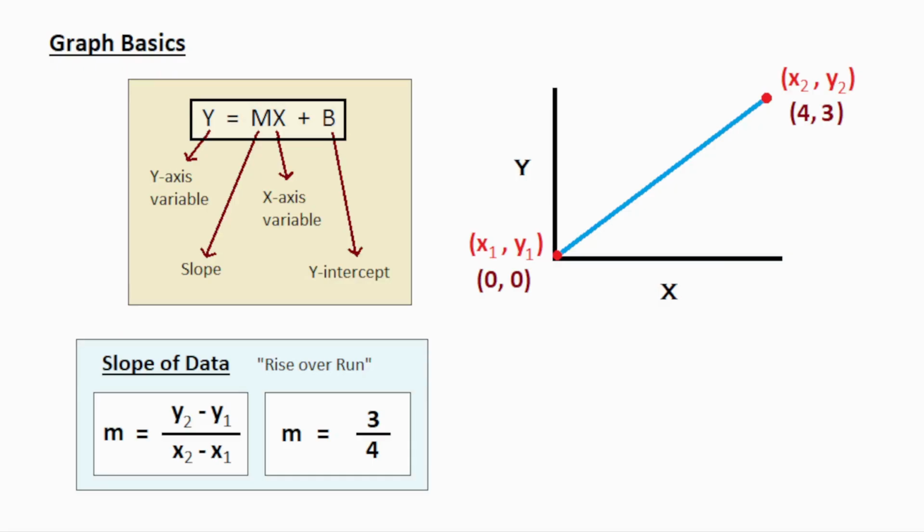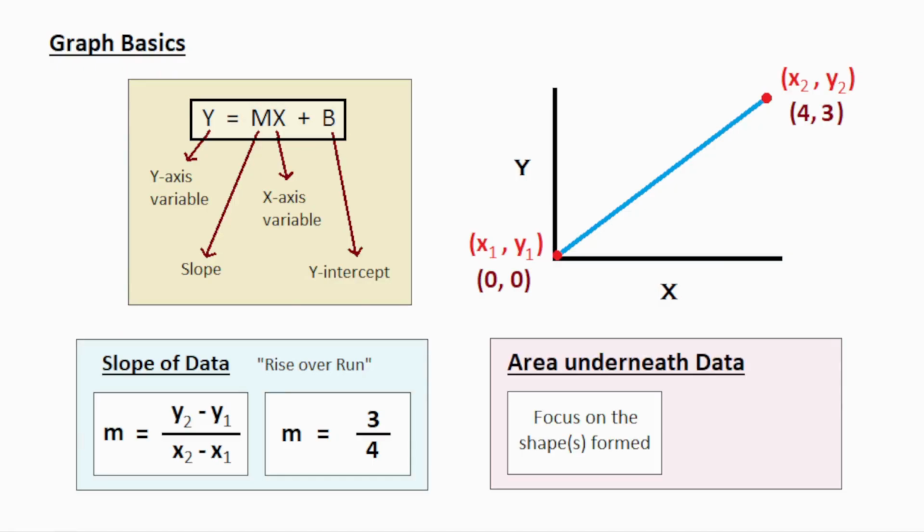and I'll get 3 over 4 and a slope of 3/4. You may also need to calculate the area underneath the data, so you want to shade in the region between the data and the x-axis and focus on whatever shape is formed. Here that would be a triangle, and that's why we mentioned finding the area of the triangle as being important. That would be 1/2 base times height, a base of 4, a height of 3, and an area of 6.